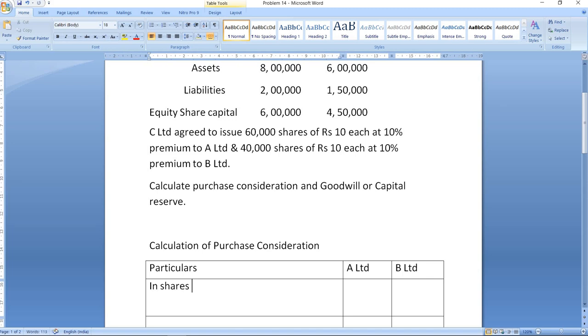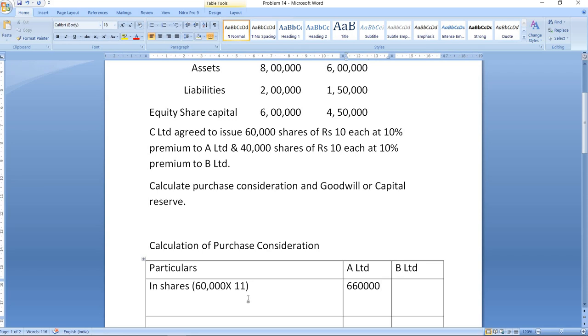shares. How much is the shares? 60,000 shares into 10. The face value of shares is 10, but they are issued at 10% premium. So you have to calculate 10% on 10. That means the value of shares will be 11. So the amount will be 6,60,000. This is your amount of purchase consideration for A Limited.